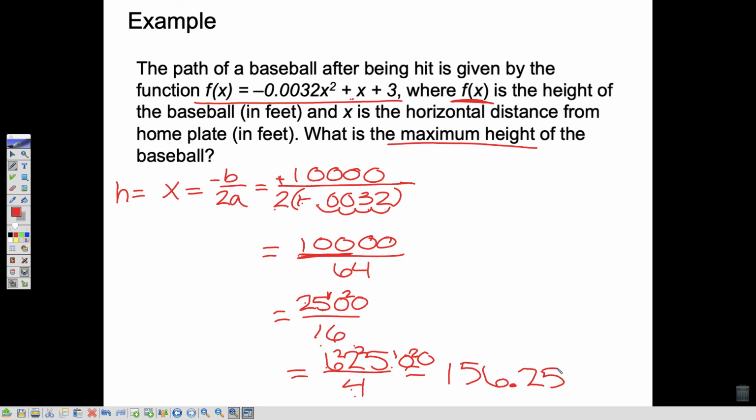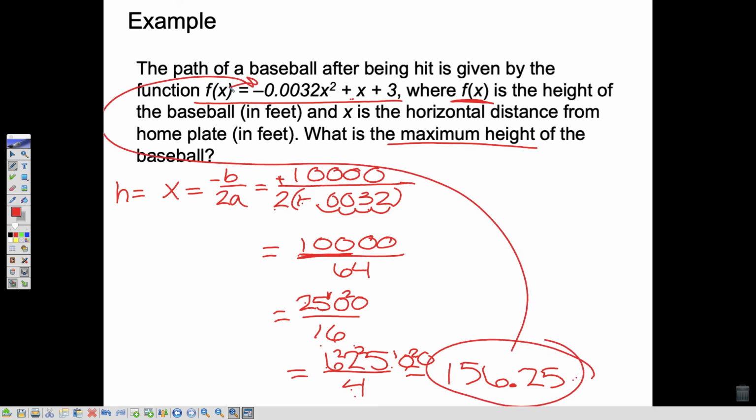This tells me I'm 156.25 feet away from home plate. How am I going to find the height? You put that in for x, and you're going to use a what? Calculator. Now it is appropriate to use a calculator. Practice your skills not using a calculator and check it, guys.